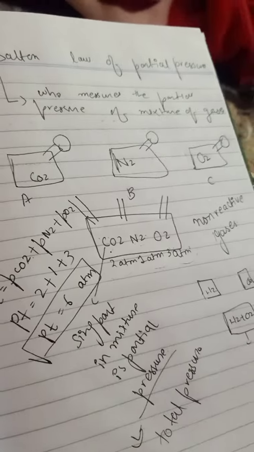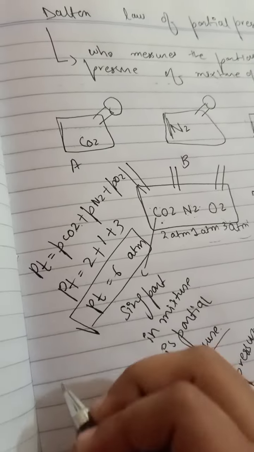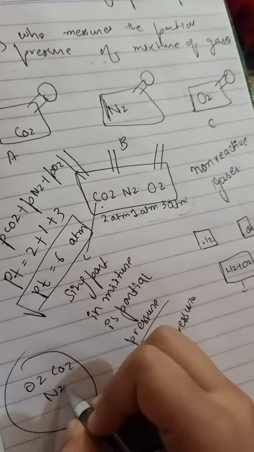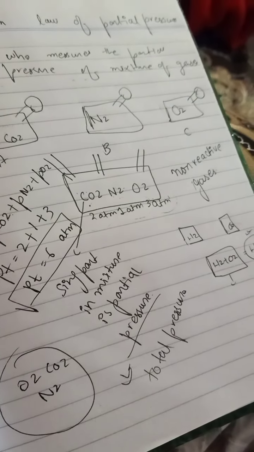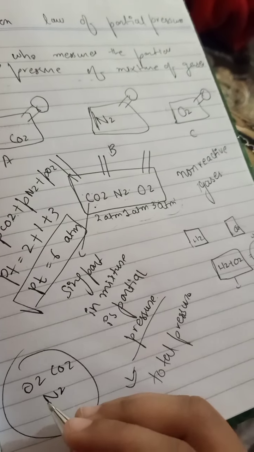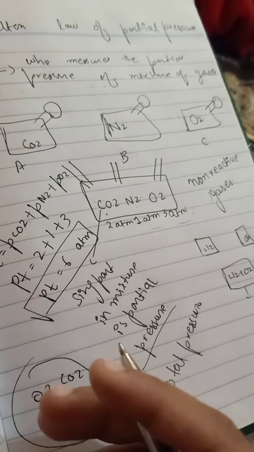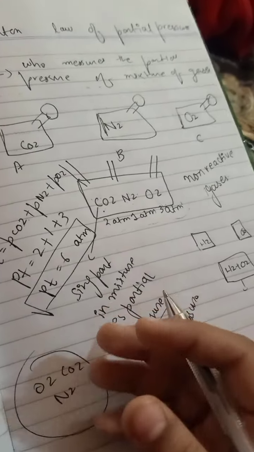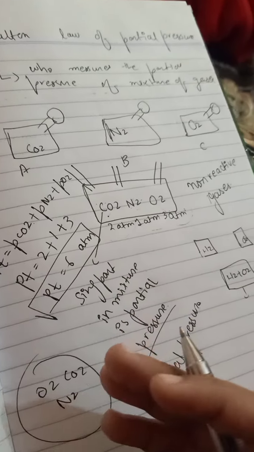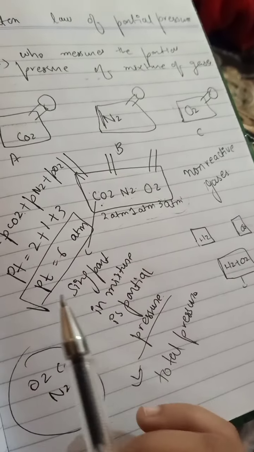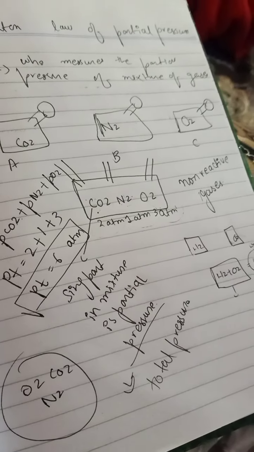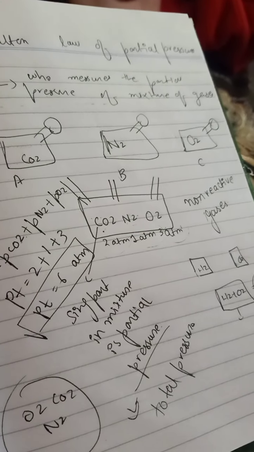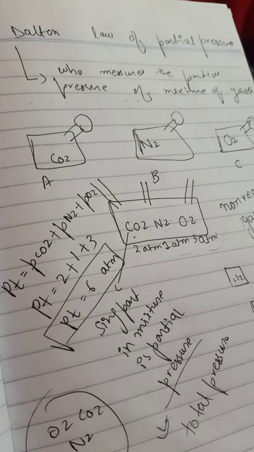In the atmosphere we are having many gases like O2, CO2, N2. Oxygen has a high pressure in the atmosphere, that's why we can breathe. All gases have their own partial pressure. So this Dalton's law applies to non-reactive gases.